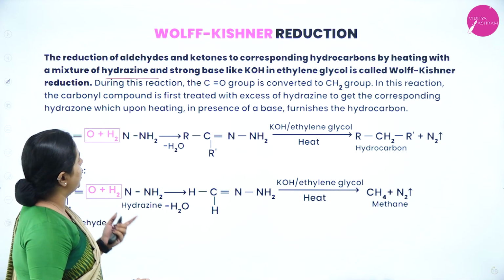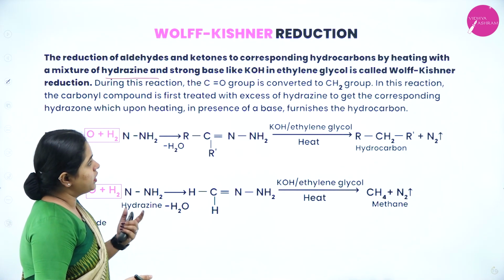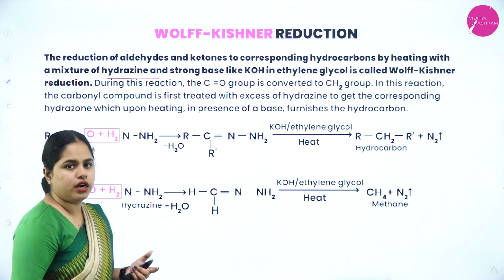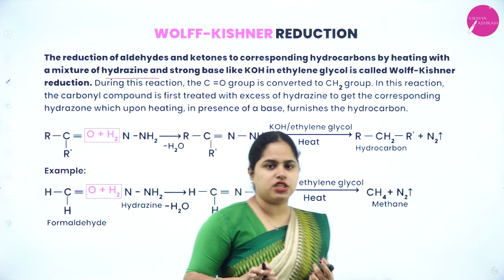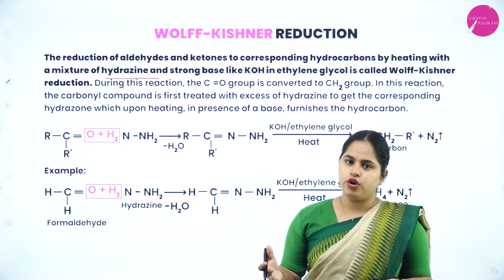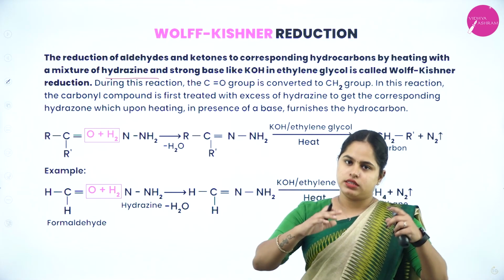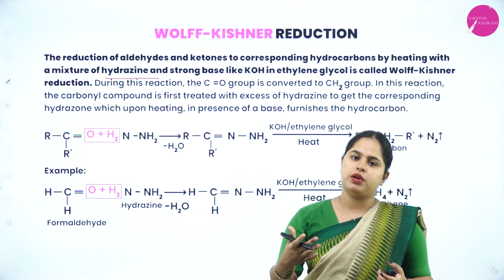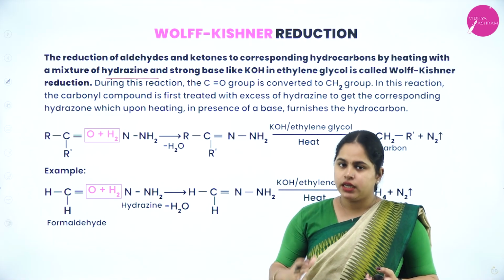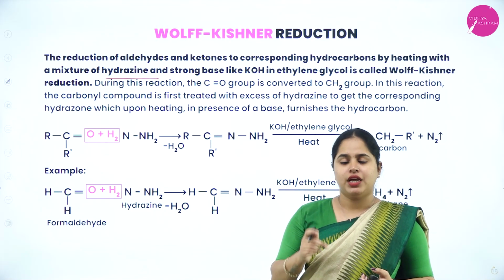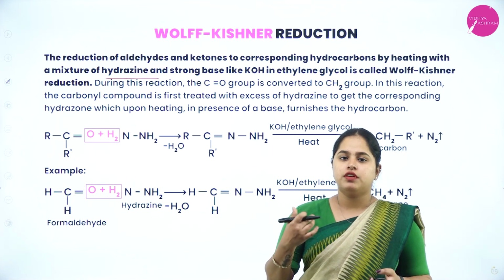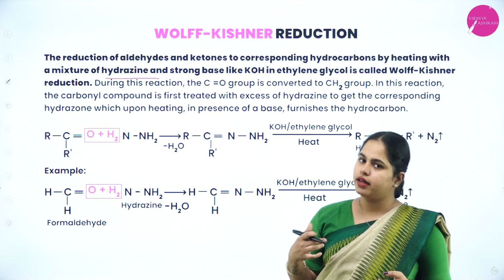In this reaction, the carbonyl carbon is first treated with excess hydrazine to get the corresponding hydrazone, which upon heating will give you the hydrocarbon. So in both of these reactions, that is Clemmensen reduction and Wolff-Kishner reduction, what you are going to obtain is the same, that is hydrocarbon. The CO, that is the carbonyl group, will be replaced by CH2. But the reagent we are using here is different. In Clemmensen reduction it is zinc amalgam and HCl. In Wolff-Kishner reduction, it is a mixture of hydrazine as well as potassium hydroxide and ethylene glycol.